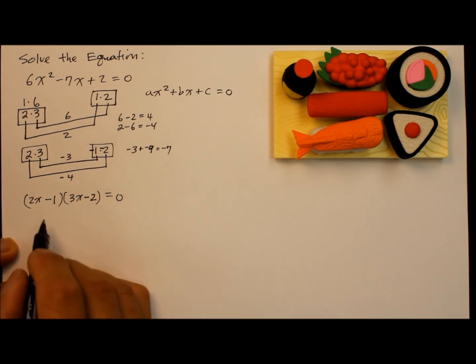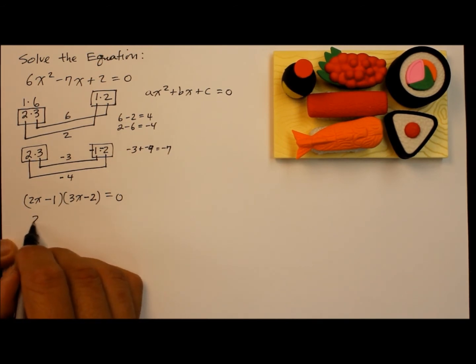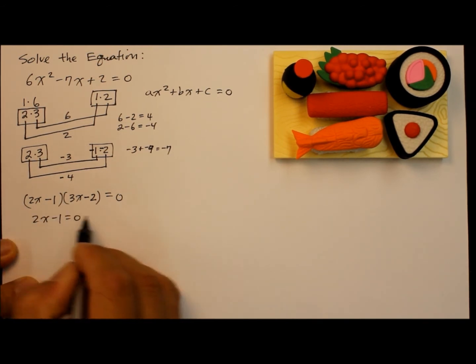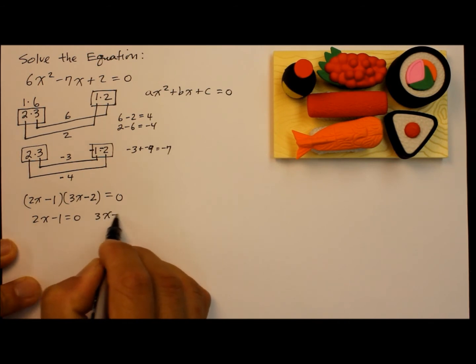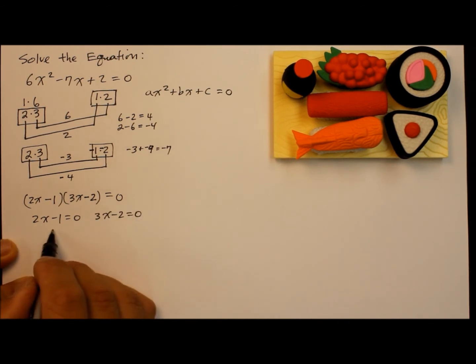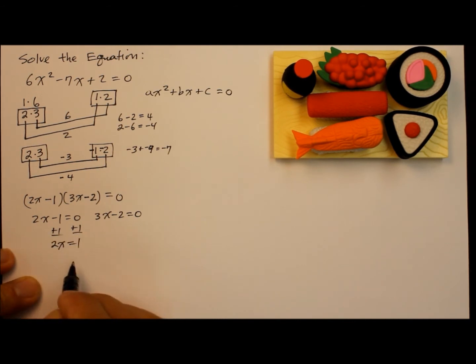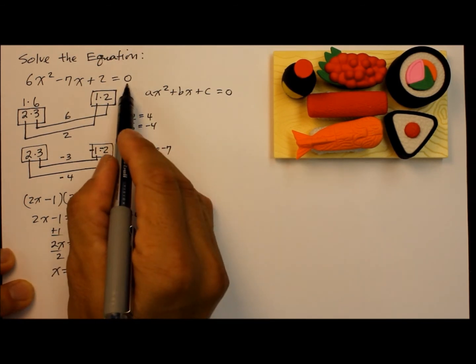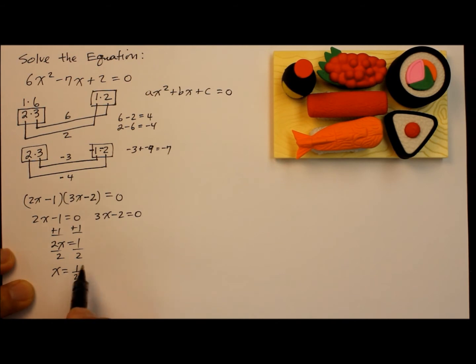So now, you're going to use the zero product property. Set each of those binomials equal to 0 so you can find x. You're going to solve for x. Here you go, plus 1 to both sides of the equation. You got 2x is equal to 1. Divide the 2 to both sides. One of the solutions to this equation, which will make it 0, is x equals 1/2.